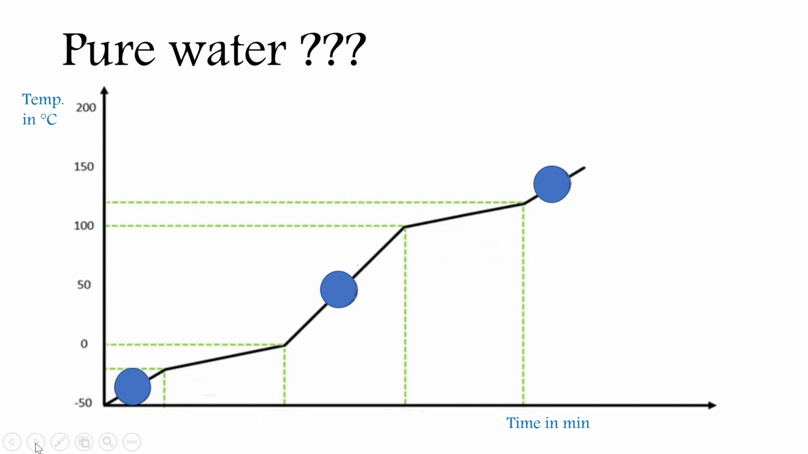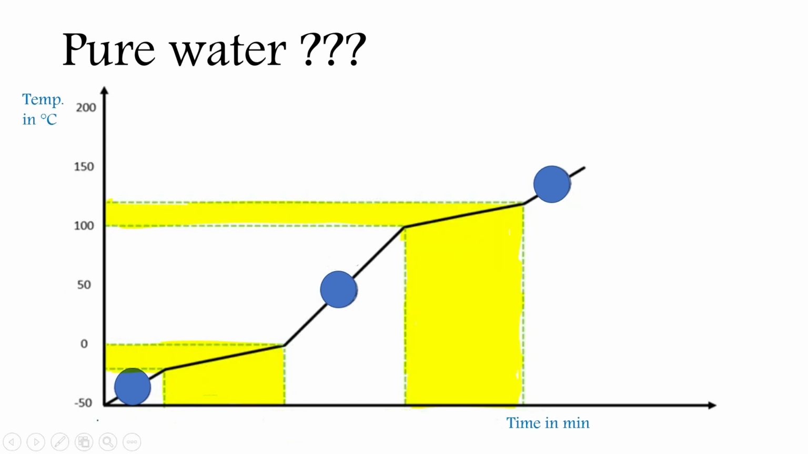The heating curve is used to determine the purity of a substance. Explain why. Look at this graph in front of you. This is a heating curve of water. Does it represent pure water or not? If we look at this graph here, we will find that there is no sharp melting or boiling point.